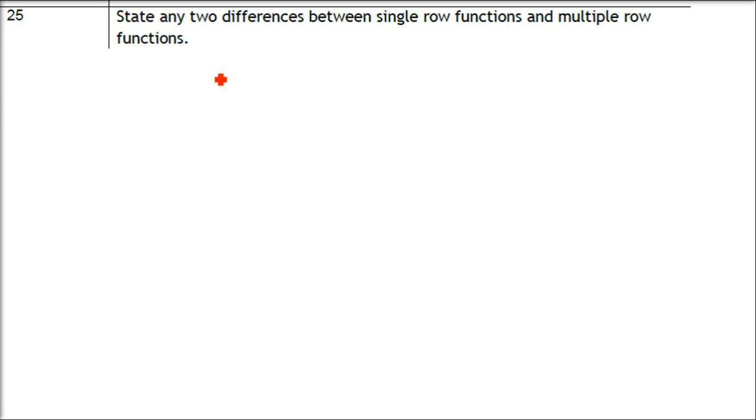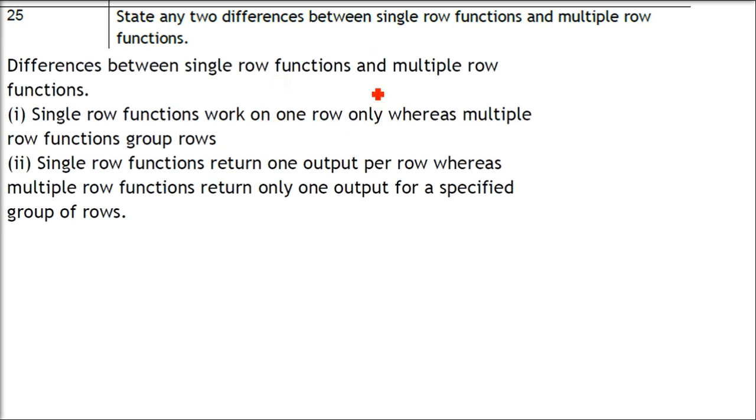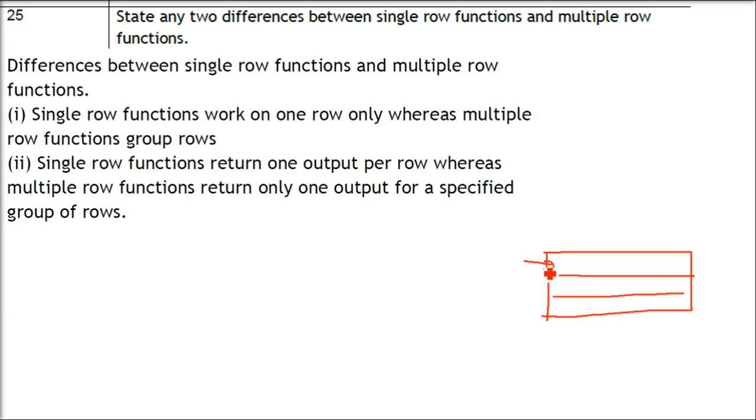State any two differences between single row functions and multiple row functions. If we are aware of a table, then we will be able to answer it more precisely. Whenever we see a table, there are columns and rows. When a function works on only one row, it's a single row function, and when it works on multiple rows, it's a multiple row function. I'll just give you an example.